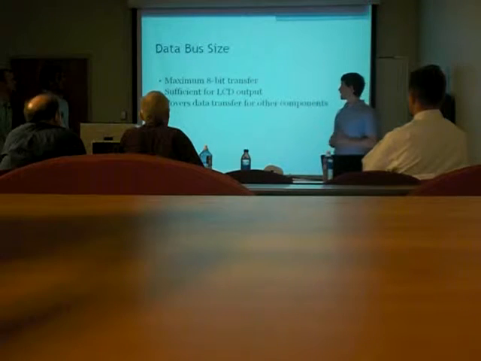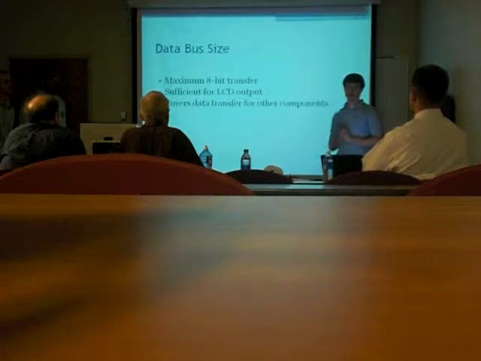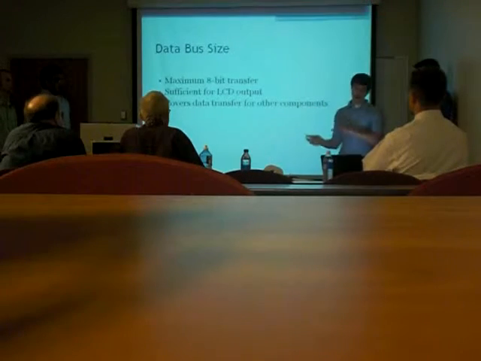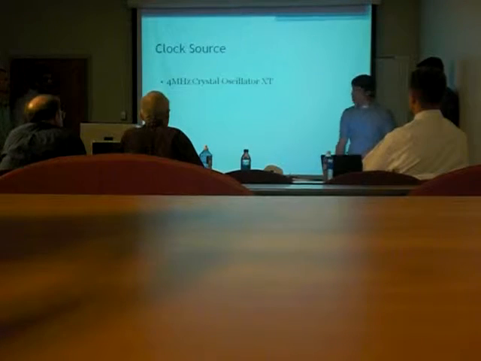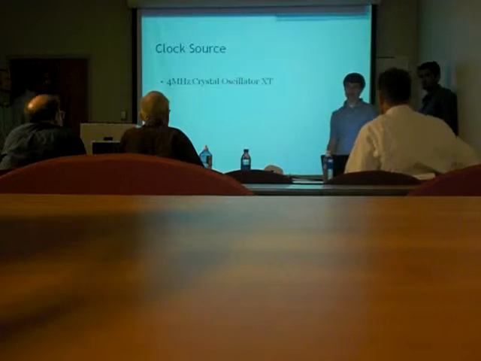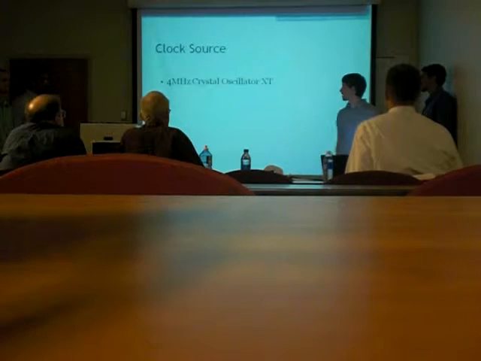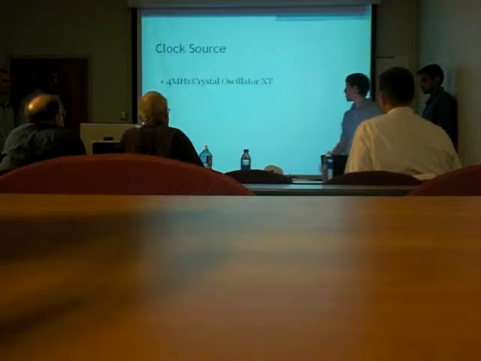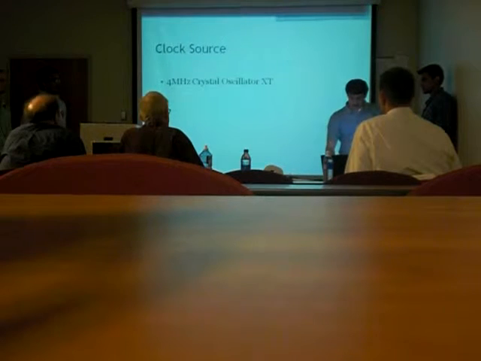When analyzing the data bus size, we decided that a maximum of 8 bits was all we needed to control everything. It was sufficient for the LCD output and covered the data transfer for all other components. The clock source we ended up using was a 4 MHz crystal oscillator, and when programming it, we selected the XT configuration bit in the microcontroller, which just means an external timer. There were 2 other options, but XT seemed to work the best.